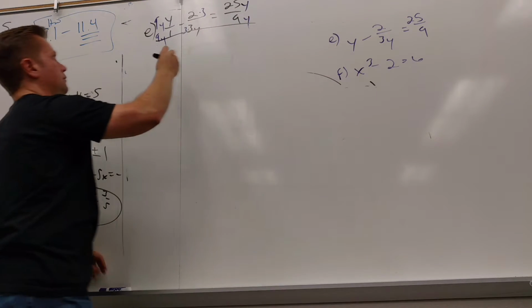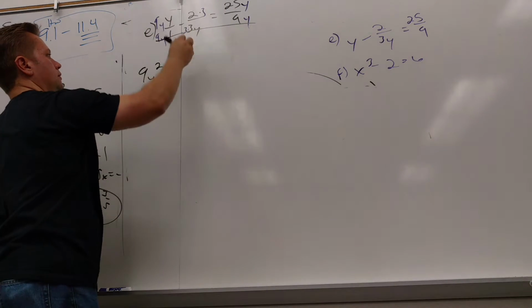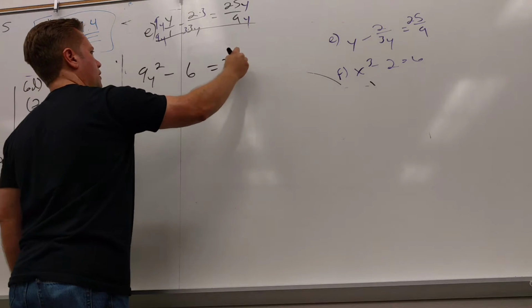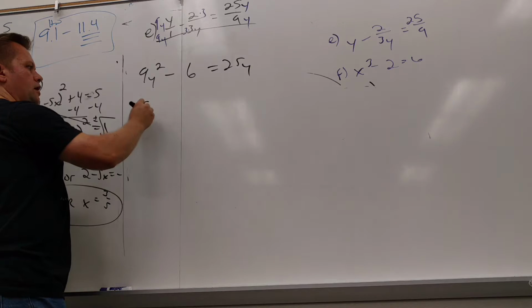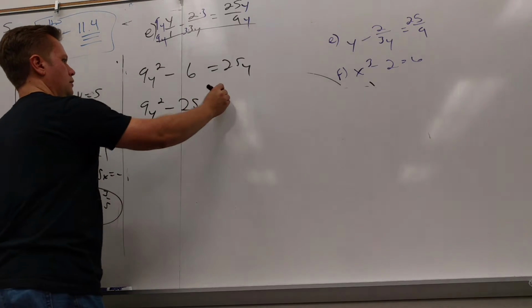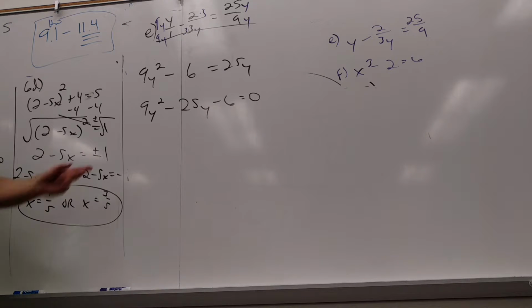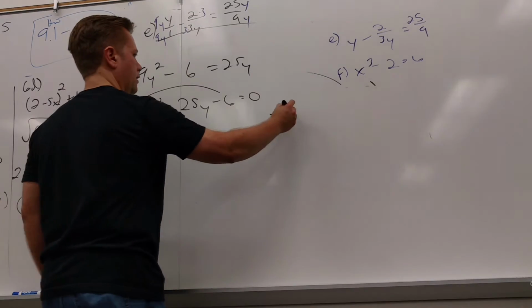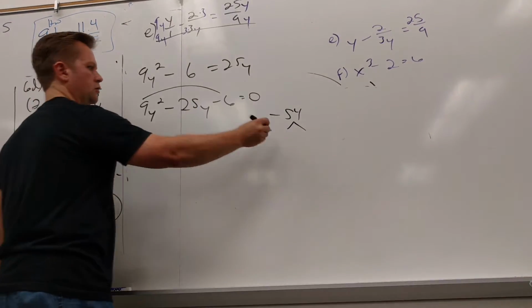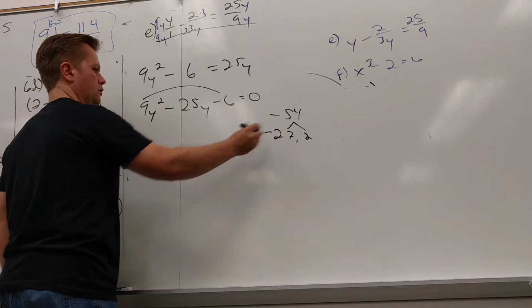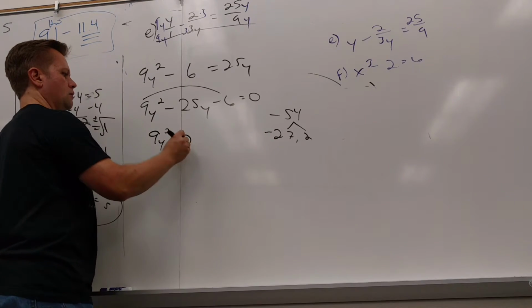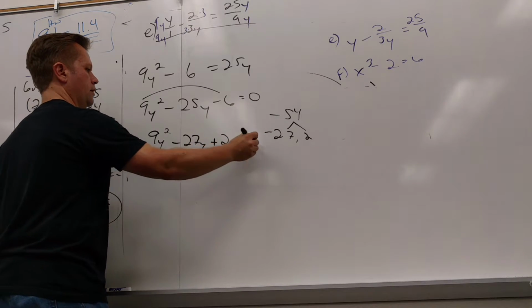Okay, I can kill these. Bam, dead. So you have 9y squared minus 6 equals 25y. Move the 25y: 9y squared minus 25y minus 6 equals 0. Now, some of you guys might have gone ahead and done the quadratic formula. Hopefully you don't. You always try factoring first because it's the quickest way. This will factor. 9 times negative 6, negative 54. 27 and 2, I like it. Which one's negative? 27. Good. So now I can write this as 9y squared minus 27y plus 2y minus 6 equals 0.